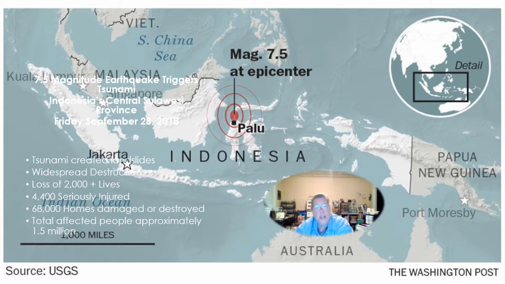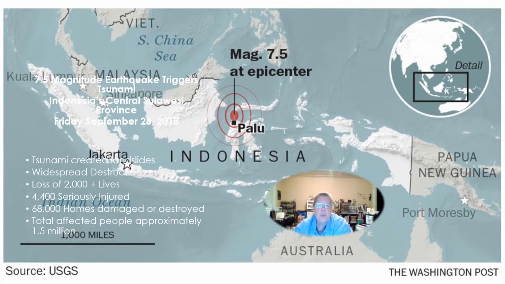They had widespread destruction. They are sure that there is a loss of at least 2,000 lives, and 4,400 other people were seriously injured. Now, 68,000 homes were damaged or destroyed by the tsunami and the landslides. The total number of affected people they're approximating is 1.5 million people.